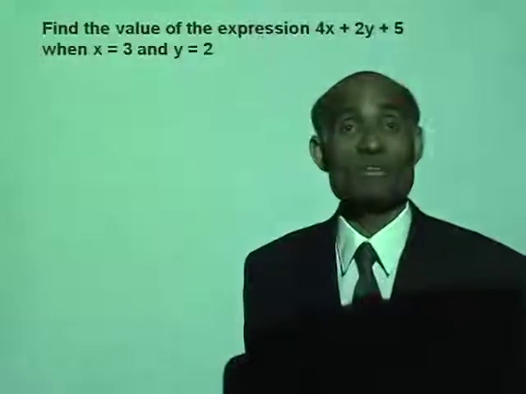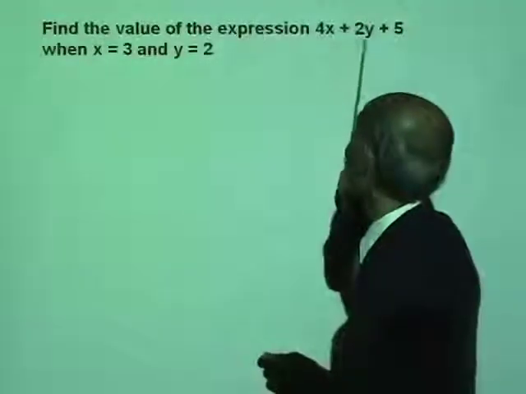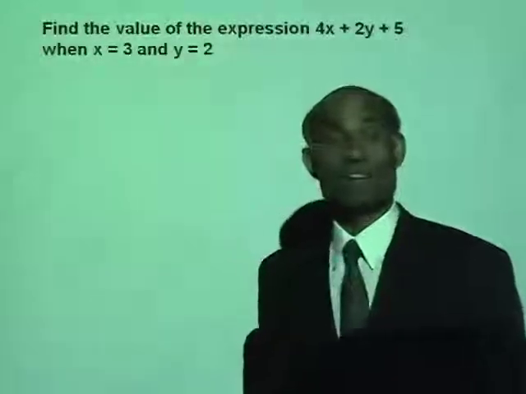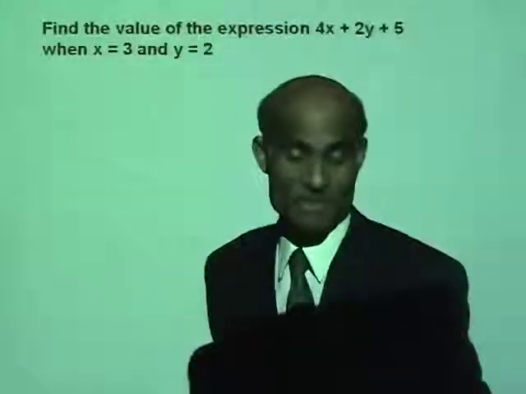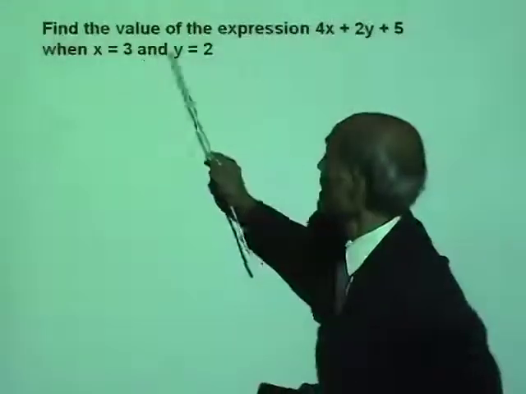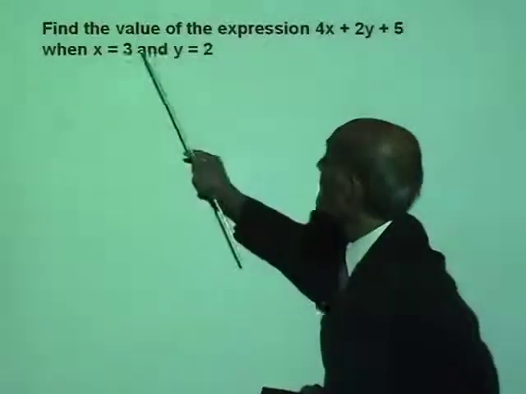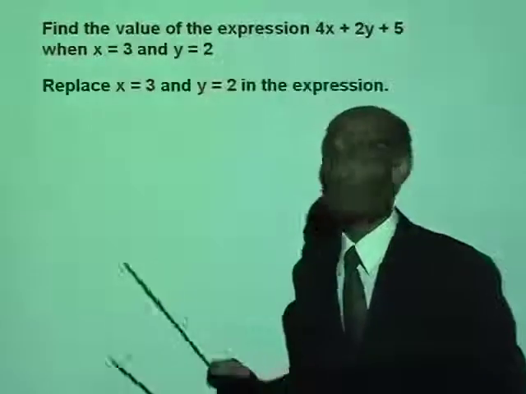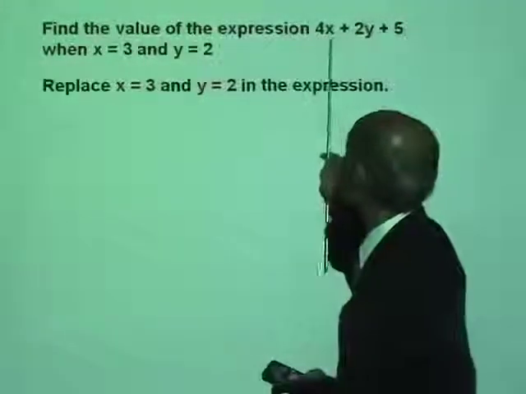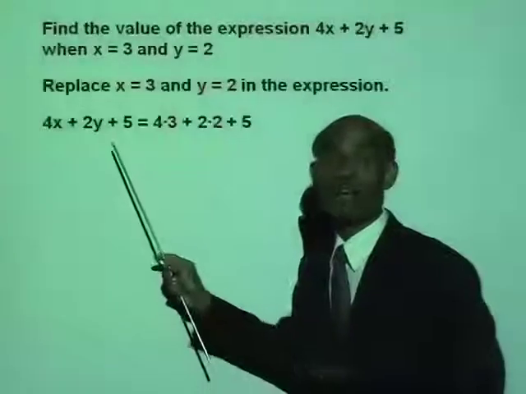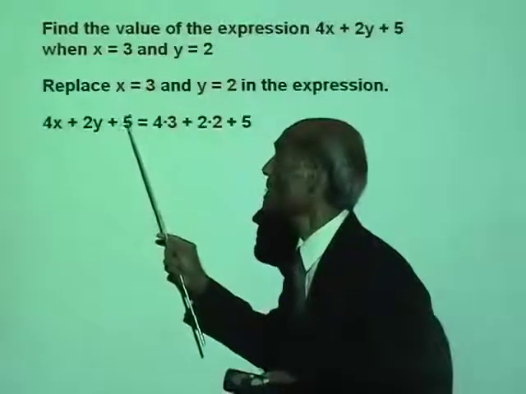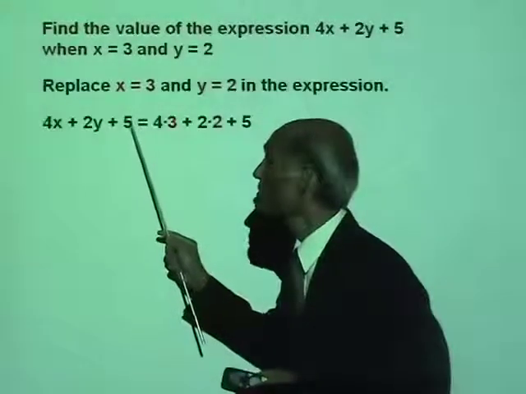Find the value of the expression 4x plus 2y plus 5 when x equals 3 and y equals 2. What will you do to find the value of an expression? Well, replace the variables by their given values. So, replace x equals 3 and y equals 2 in the expression, and what do we get? The expression is 4x plus 2y plus 5. And we are going to find its value.